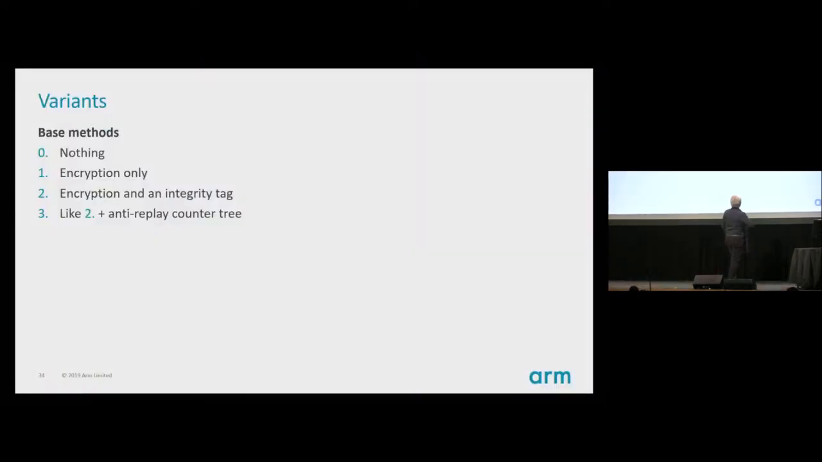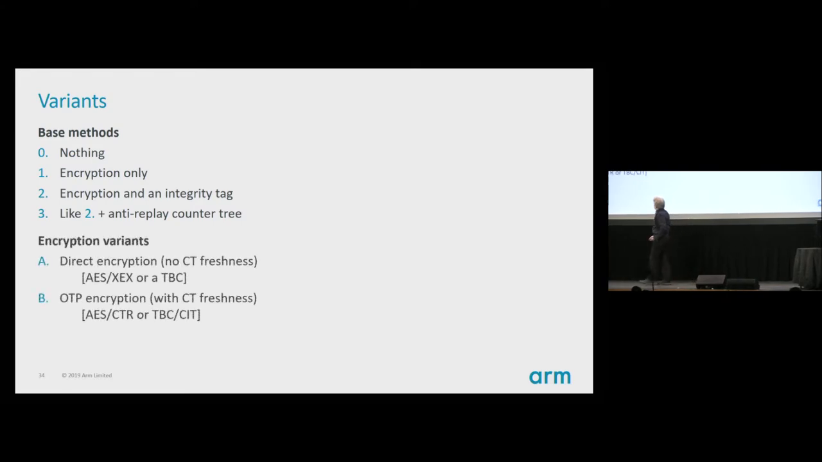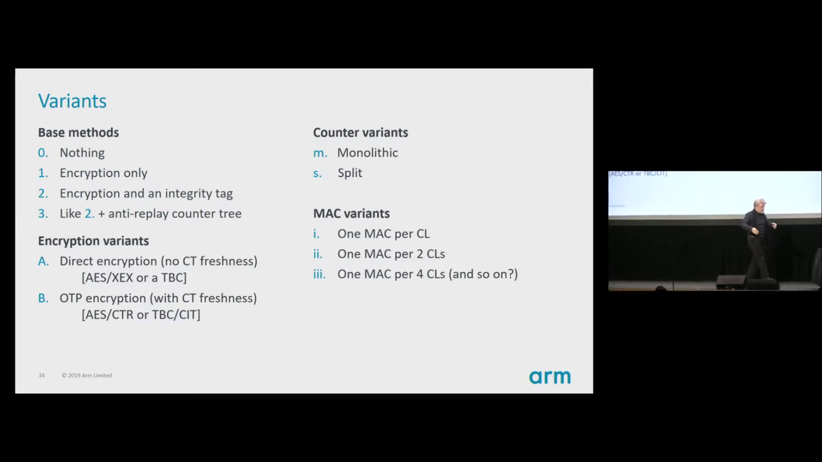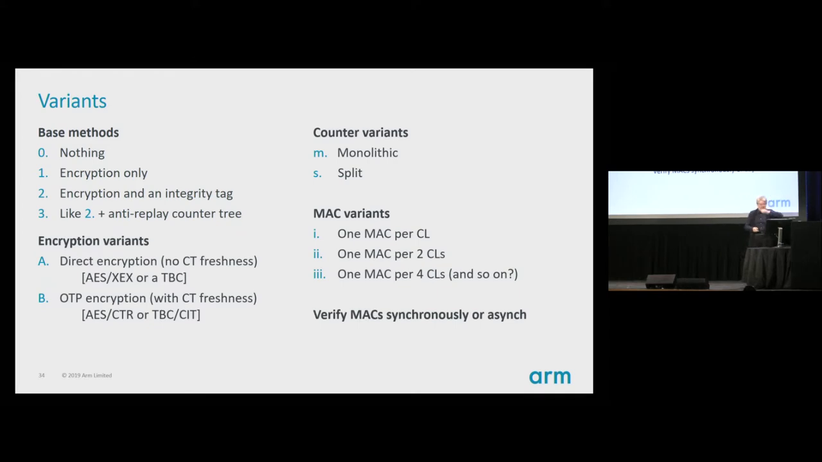So too many variants. So we have no encryption, encryption only, encryption integrity tree, anti-replay. We have direct or OTP encryption. We have monolithic and split counters. We have also the ability to say, hey, we can save in the MAC region by using, instead of just one MAC per cache line, we combine two MACs and hash them together somehow to get one value each two cache lines or each four ones. And then we can verify the MACs in a synchronous way with the decryption or not.